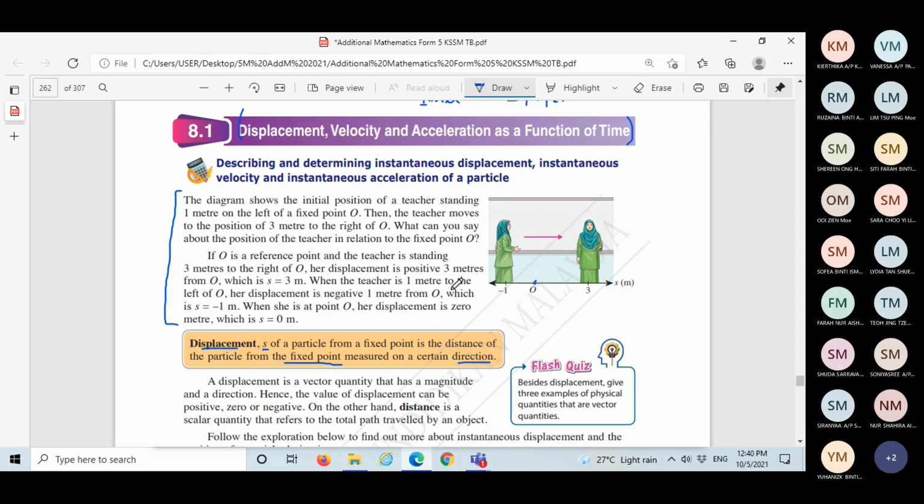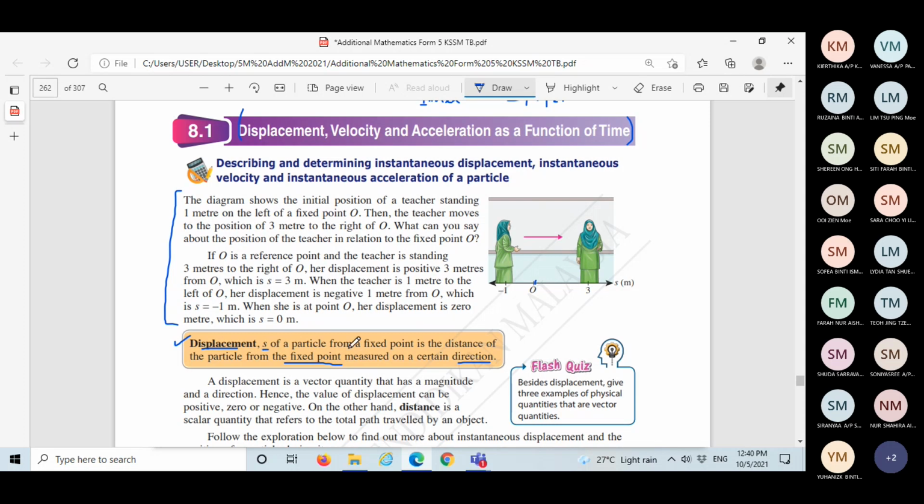When the teacher is 1 meter to the left of O, her displacement is negative 1 meter from O, which is S equal to negative 1 meter. So when the questions give you this, S negative, you have to know the meaning; S positive, you have to know the meaning. When she is at point O, her displacement is 0 meter, S equal to 0 meter. This paragraph is very important to help you understand the meaning of displacement, so this one you may copy.